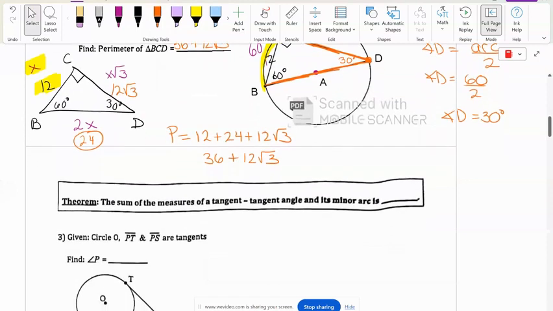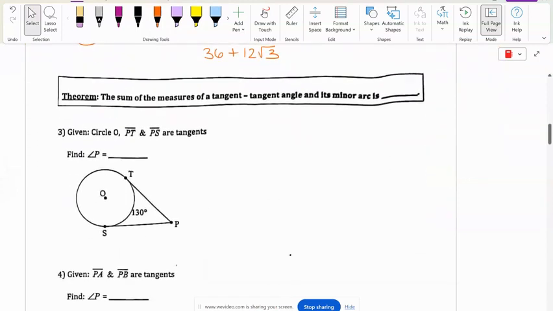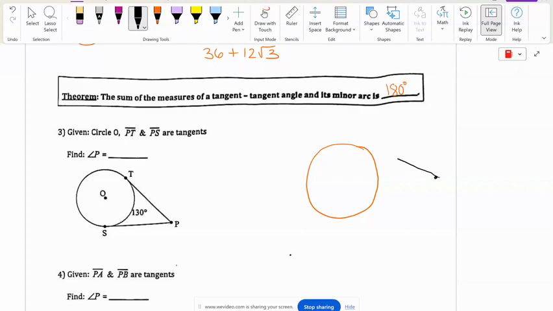All right, next theorem. The sum of the measure of a tangent-tangent angle and its minor arc is 180 degrees. Once again, what is a tangent-tangent angle? A tangent-tangent angle is an angle that's outside, from a single point, and from that vertex, the two sides of the angle are tangent to the circle in only one place. Well, that's what it means to be tangent to a circle, meaning it only touches in one place. That's what a tangent-tangent angle looks like.